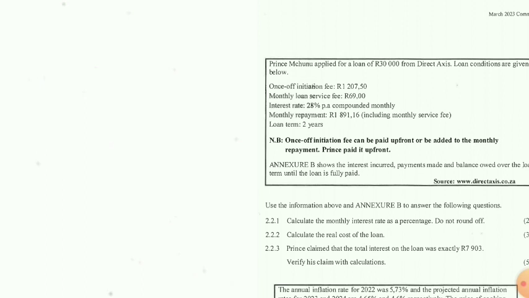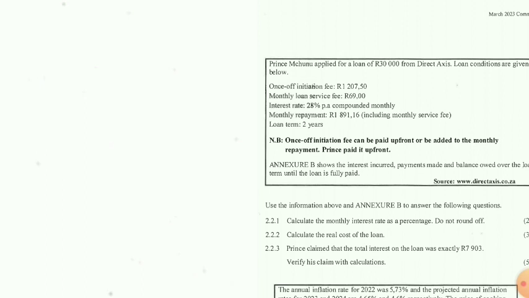I will skip that one so that I can explain very well. 79.35 plus 1,207.50. Where do we get 1,207.50? It's a once-off initiation fee. Remember, we have to pay this fee. It's just once off, but we have to pay it. They say calculate the real cost of the loan. We're calculating the real cost of the loan. So we have to also include the fee that we paid. So we just put on everything that will cost us on this loan.